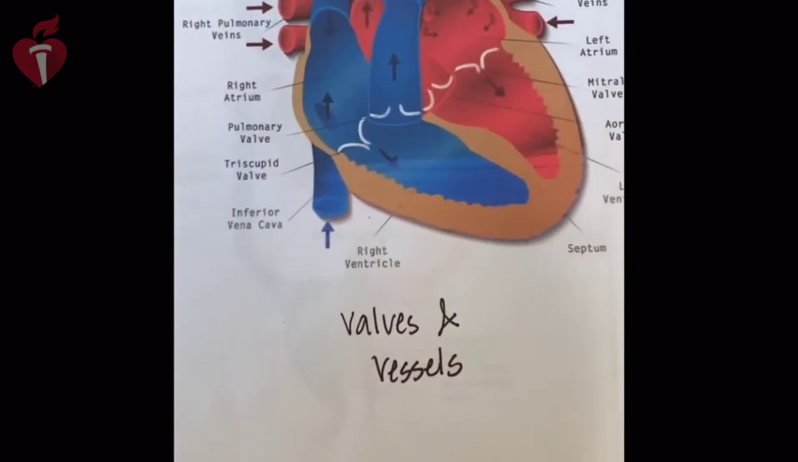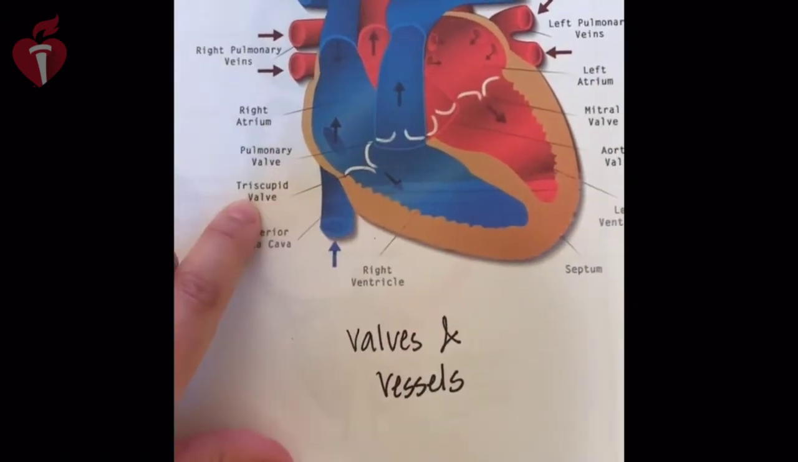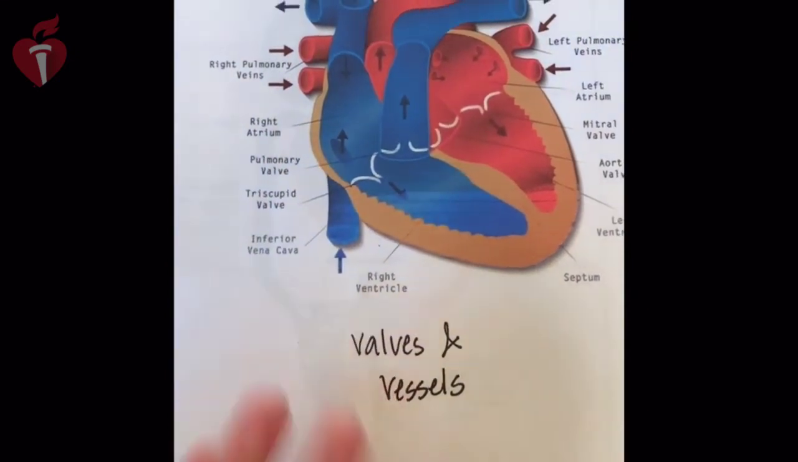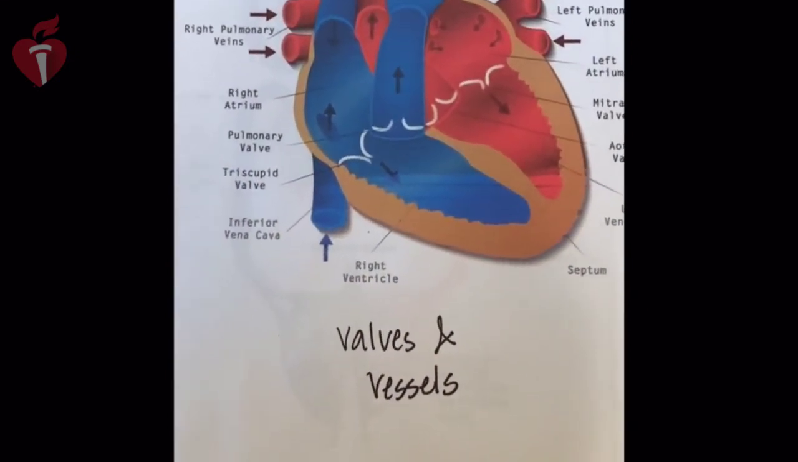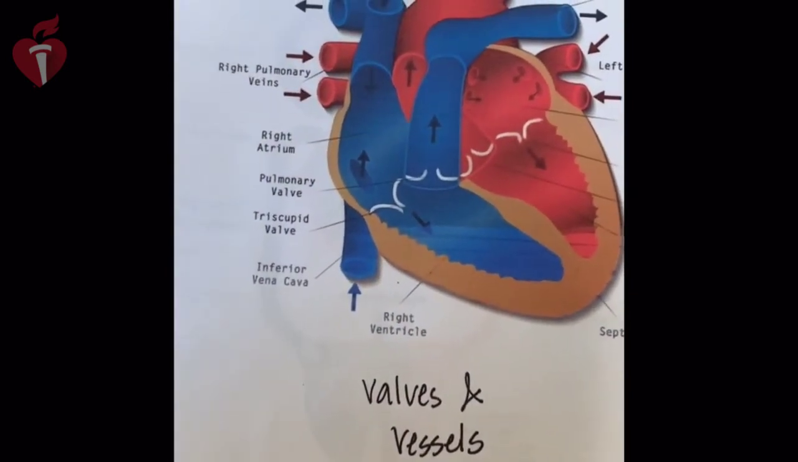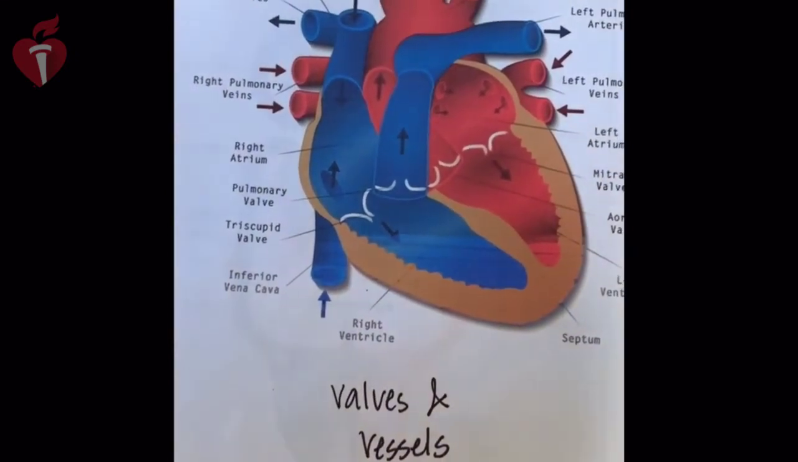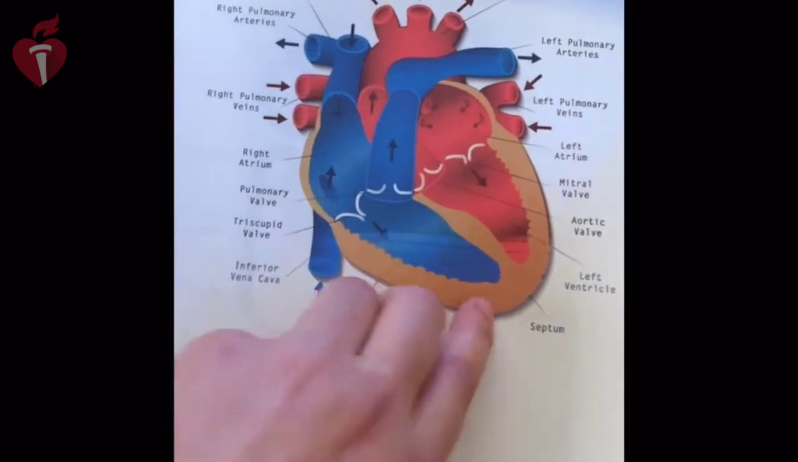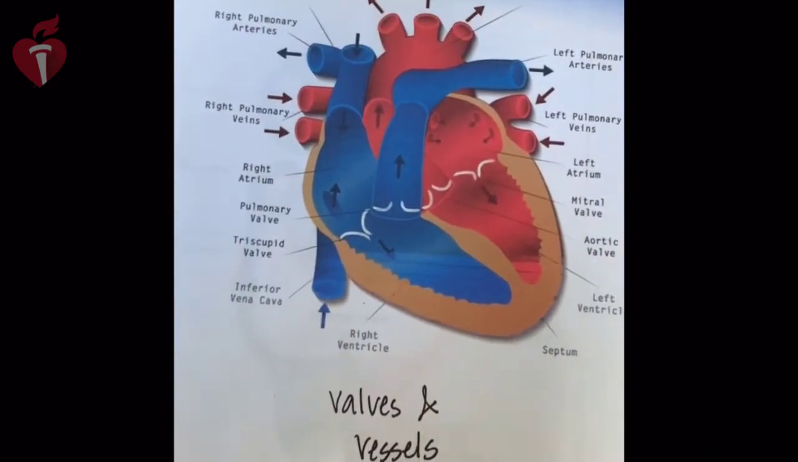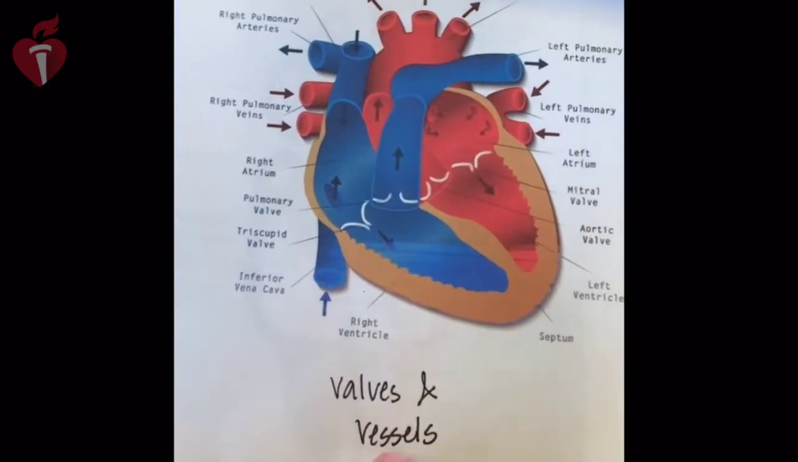So these valves are very important for preventing backflow. So the atrioventricular valves, like the tricuspid valve, prevent backflow into the atrium, for example. Something else important to note is that these valves make the characteristic lub-dub sound that you hear when you listen to your heart. So lub is the closing of the tricuspid and the mitral valve, which are the AV valves. And then dub would be the closing of those two semilunar valves, the aortic and the pulmonary.